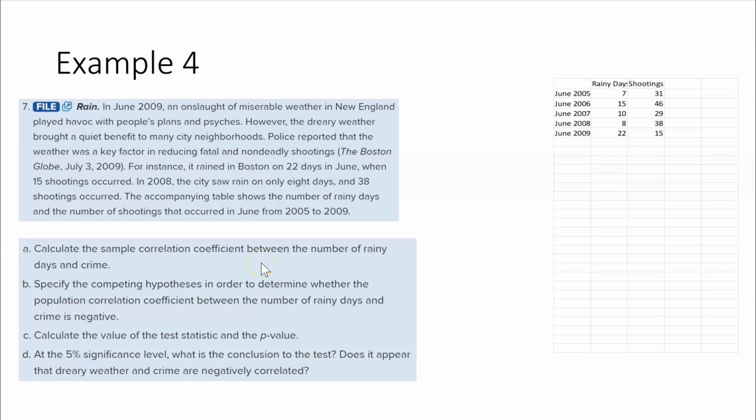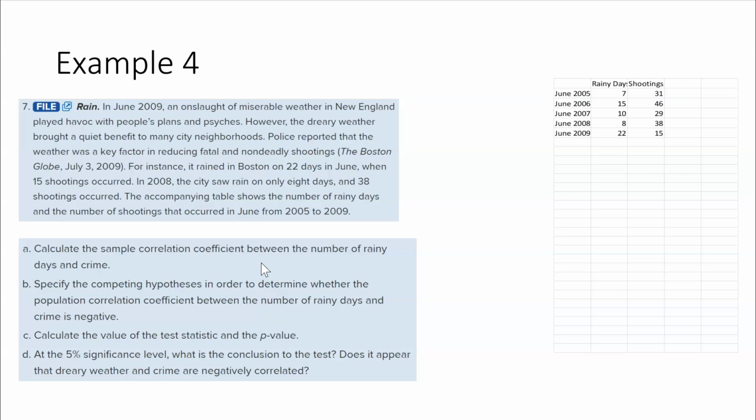All right, we're going to do one more example here in 14.1. In June 2009, an onslaught of miserable weather in New England played havoc with people's plans and psyches. However, the dreary weather brought a quiet benefit to many city neighborhoods. Police reported that the weather was a key factor in reducing fatal and non-deadly shootings.